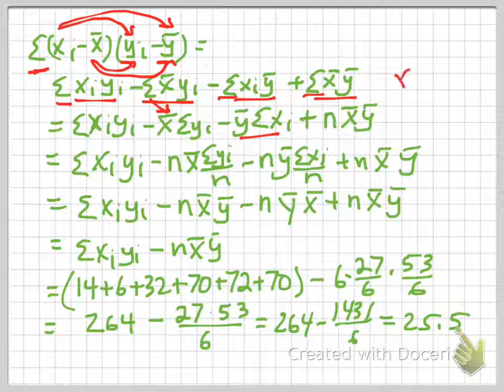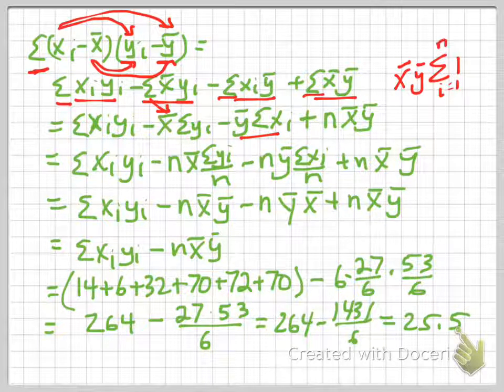So in some sense we have x bar y bar times the summation of 1 from i equals 1 to n. So that's just 1 added n times, and that's n. So that's why we can multiply it by n here. So let's do some further simplification.